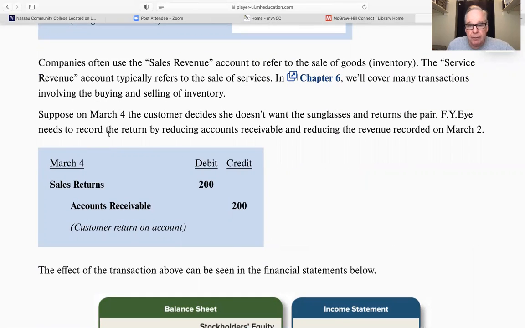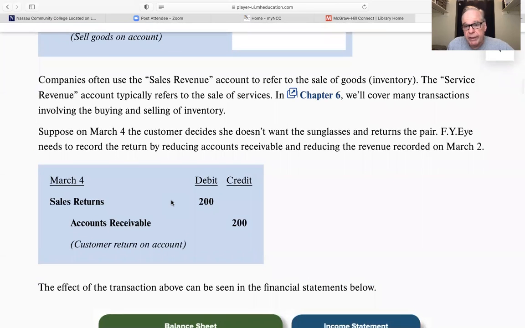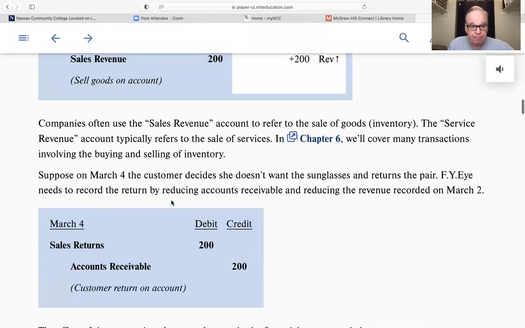Now, 2 days later, the customer decides she doesn't like the glasses and returns them. So what entry would the eye doctor make when the customer returned the glasses? Debit sales returns, credit accounts receivable. All right, debit sales returns, credit accounts receivable. It's like the transaction never took place.